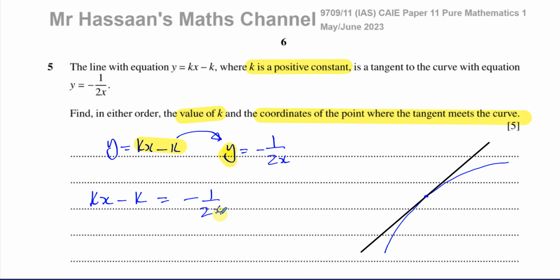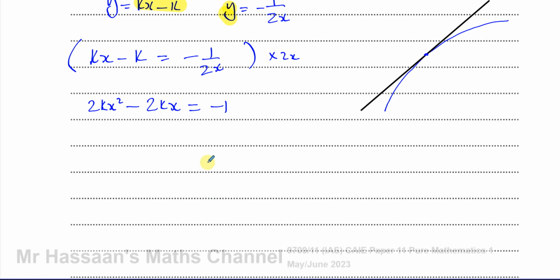Now I'm going to solve this equation. To solve it, let's get rid of the fraction first. Let's multiply both sides of this equation by the denominator 2x. In which case I'll have 2x times kx, which is 2kx squared, minus 2x times minus k. So 2x times minus k is minus 2kx equals, and when I multiply 2x by minus 1 over 2x, I'm left with minus 1. Now, to solve this equation, we would like to make it equal to 0. So 2kx squared minus 2kx plus 1 equals 0.